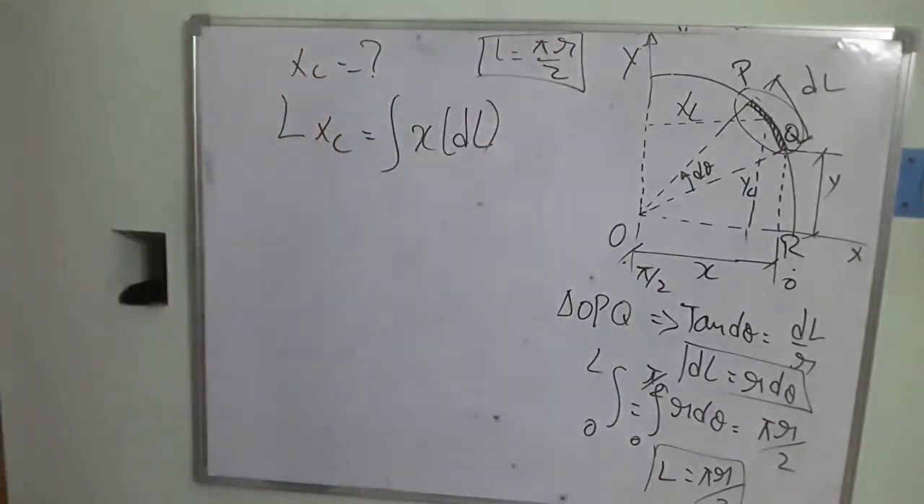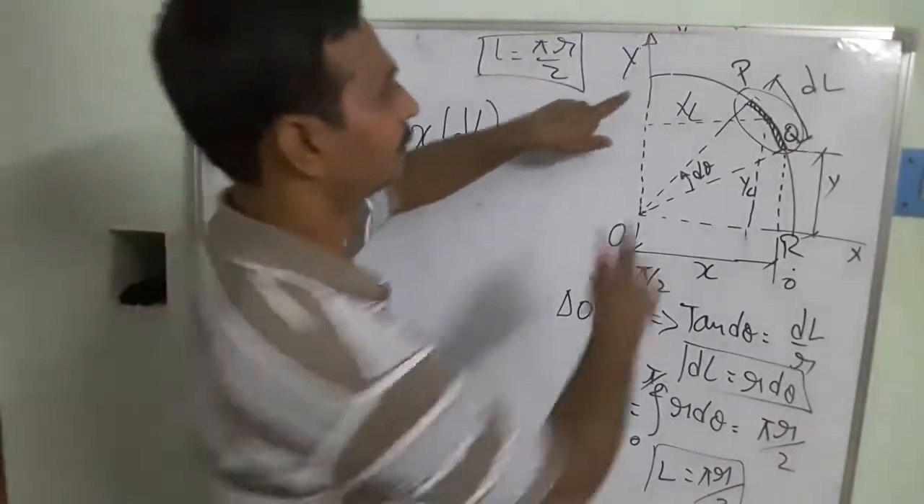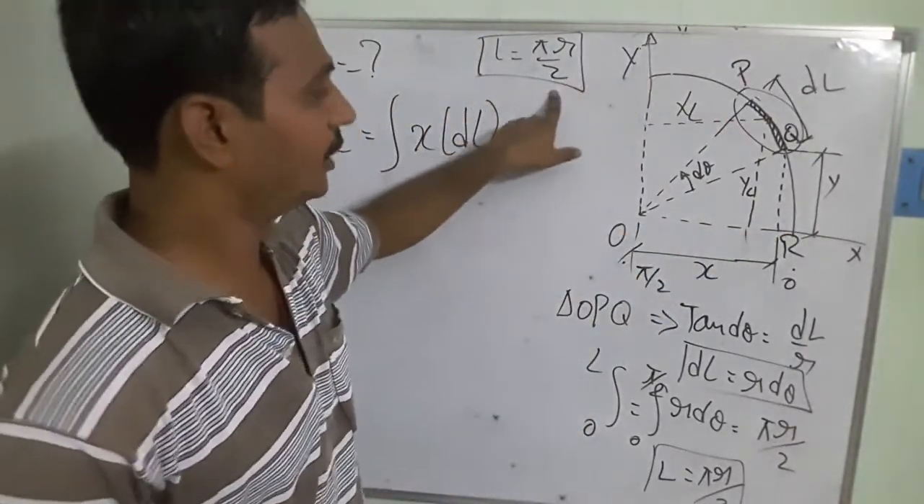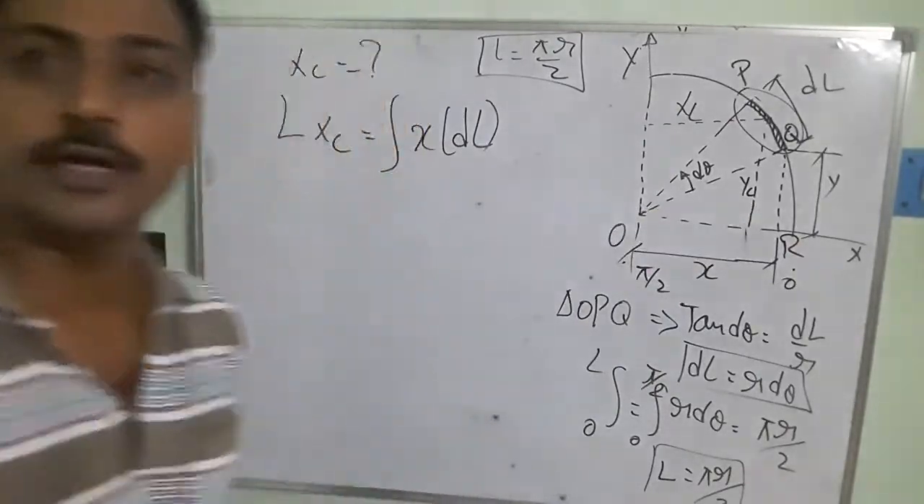Right? So we have calculated L is equal to pi r by 2. That means the total perimeter length of the bent wire is pi r by 2. Now we need to find out the x value. How are we going to take it?